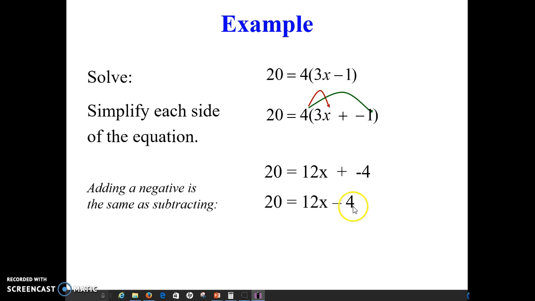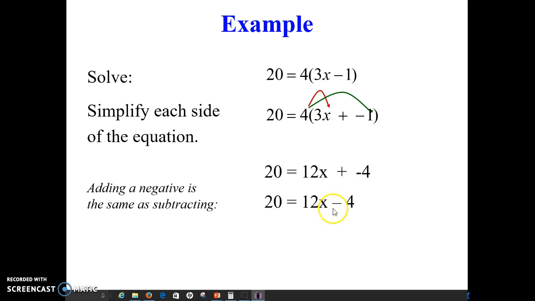Now we're not done. We're trying to solve for x. We've simplified both of the sides. Now we've got to start peeling away everything that's preventing x from being by itself. And I don't know what 12 times x is, but the first thing that's easy to get rid of is the subtraction by 4.